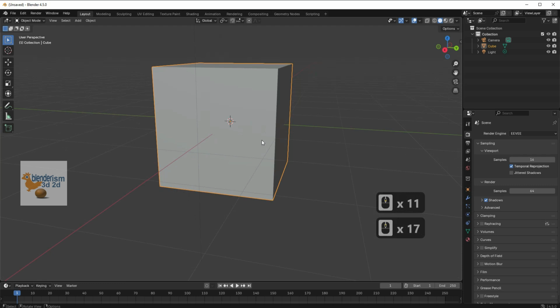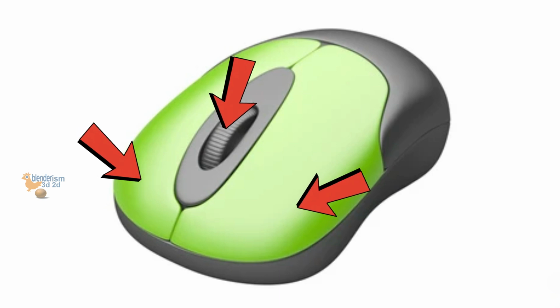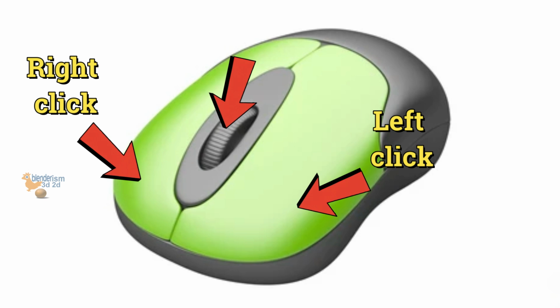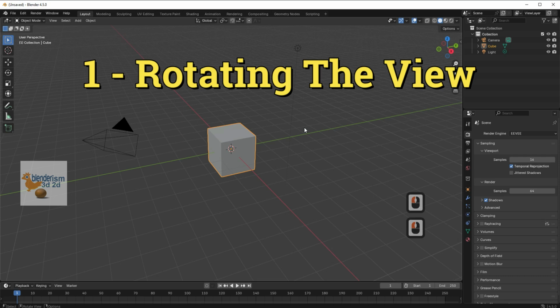Before we begin, it's important to understand that a typical mouse has 3 buttons: the left click button on the left, the right click button on the right, and a scroll wheel in the middle. Let's get started.